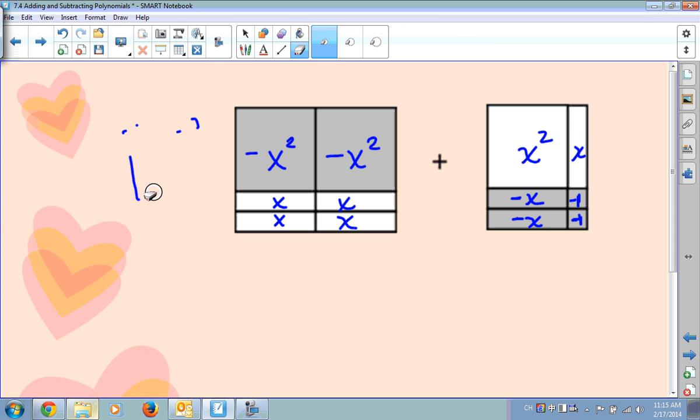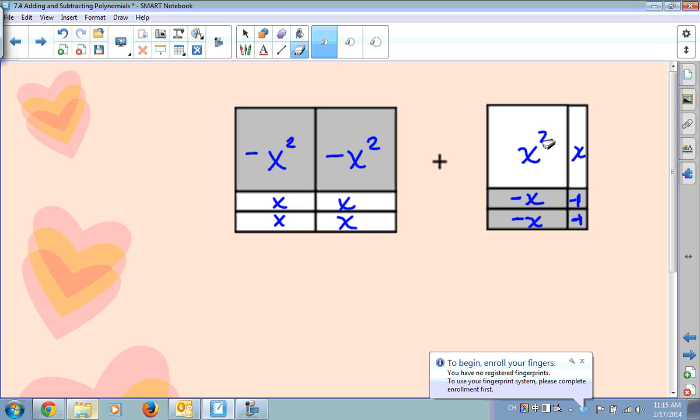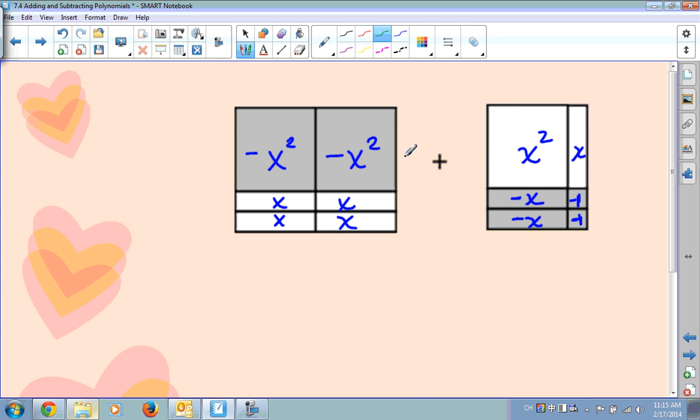Okay, so all we're doing is combining like terms. Remember, if they have the same exponents, you can combine them. So negative x squared plus x squared, you can combine. It's not a negative x, it's negative x squared. These zero pair out, right? Negative x squared, positive x squared, zero pair out. So what's left? Negative x squared.